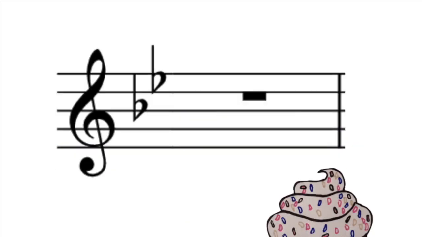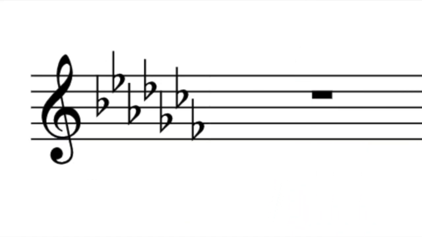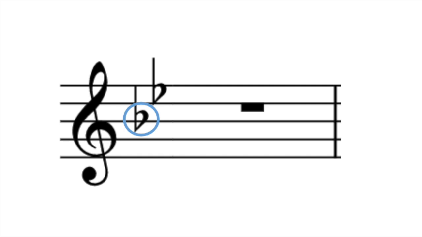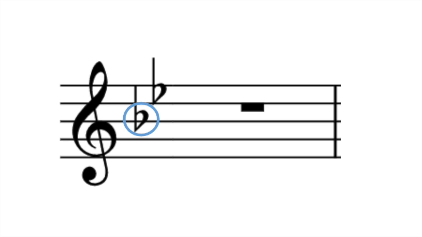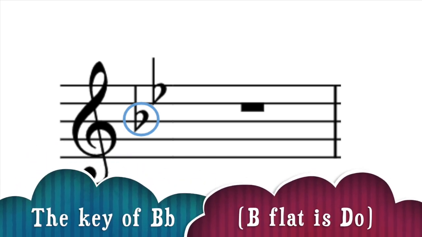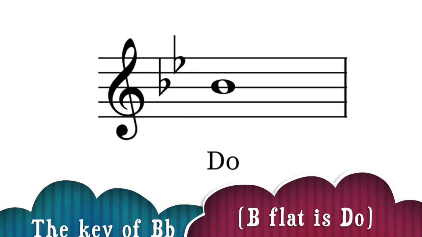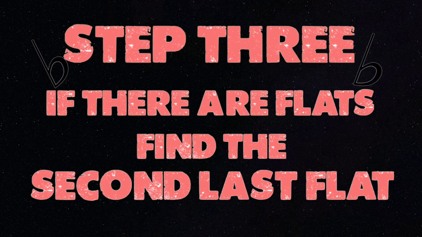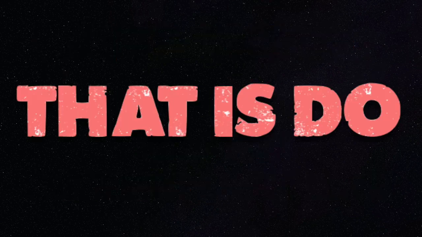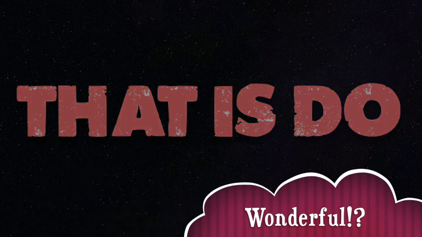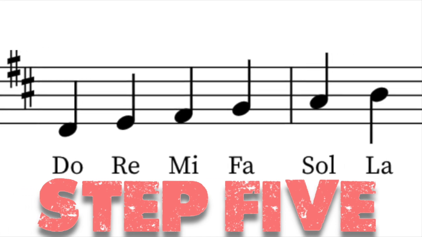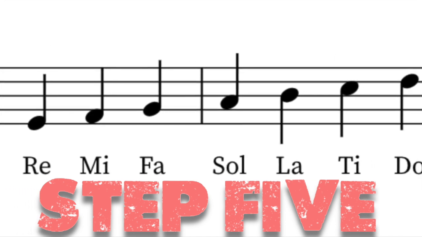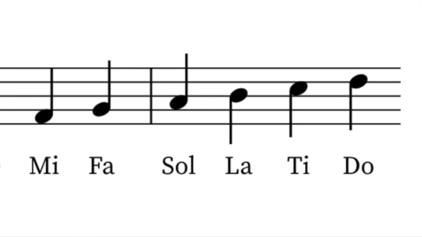For keys that involve 2 or more flats, we simply find the second to last flat, and that's our tonal center. That's going to be do. In this example, the second to last flat is B flat, and that means the key is B flat and do is B flat. So always find the second to last flat, and that is do. Isn't that wonderful? Step 5, you've identified the key. Now put do in there, and the do, re, mi's. Step 6, do a cartwheel.